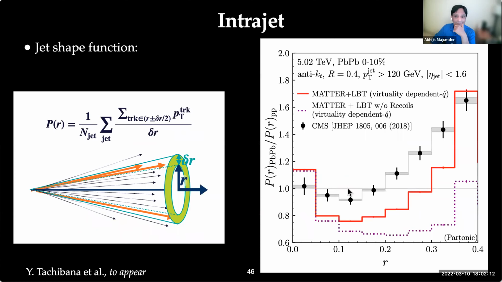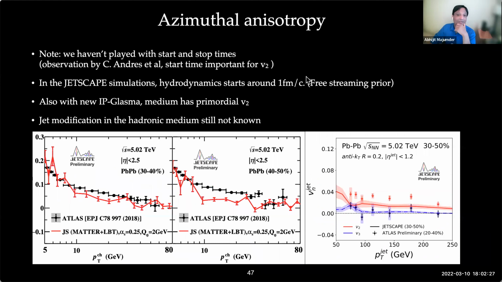Jet shape, which tells you, if you have angular bins around the jet, how the pT is distributed in these various angular bins. Data and calculation. Again, no curve fitting at all. V2, this is probably the weakest part of our event generator, which is that the V2 is a little bit off from the data. This is the V2 for hadrons, this is the V2 and V3 for jets.